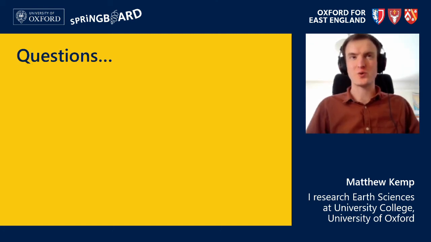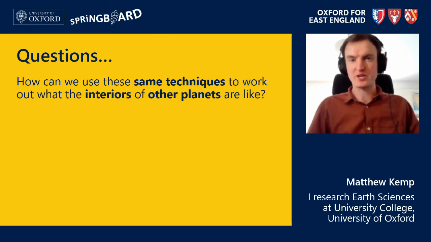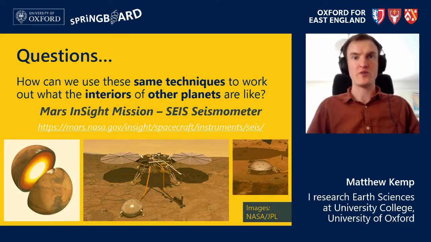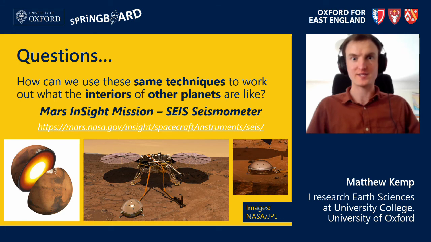I'd like to leave you with a question. How can we use the same techniques to work out what the interiors of other planets are like? To start you off, I suggest you look up about Mars and the InSight mission, which landed on the surface of Mars recently. They put out a seismometer called SEIS, and it's been trying to detect Mars quakes, along with the impact of various other missions onto the surface, such as Perseverance.